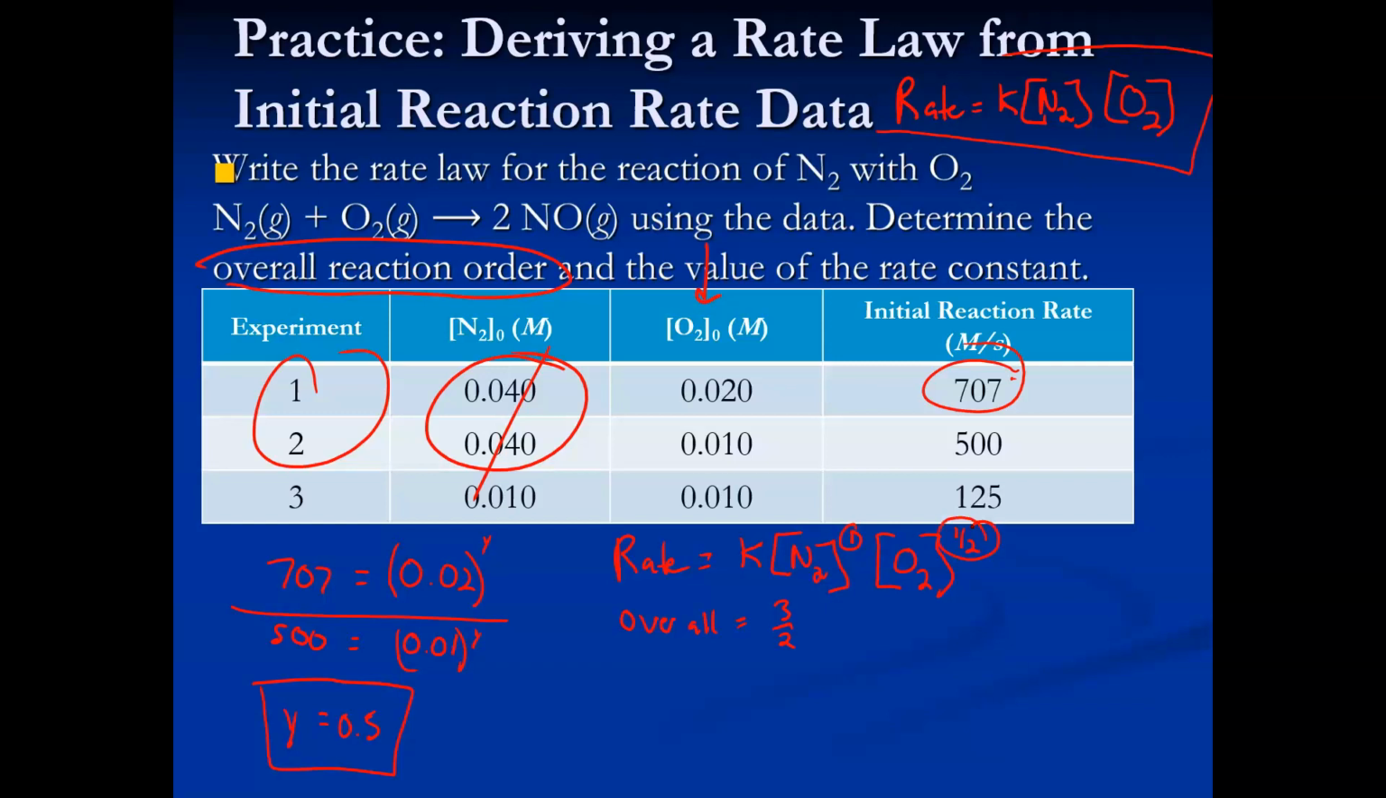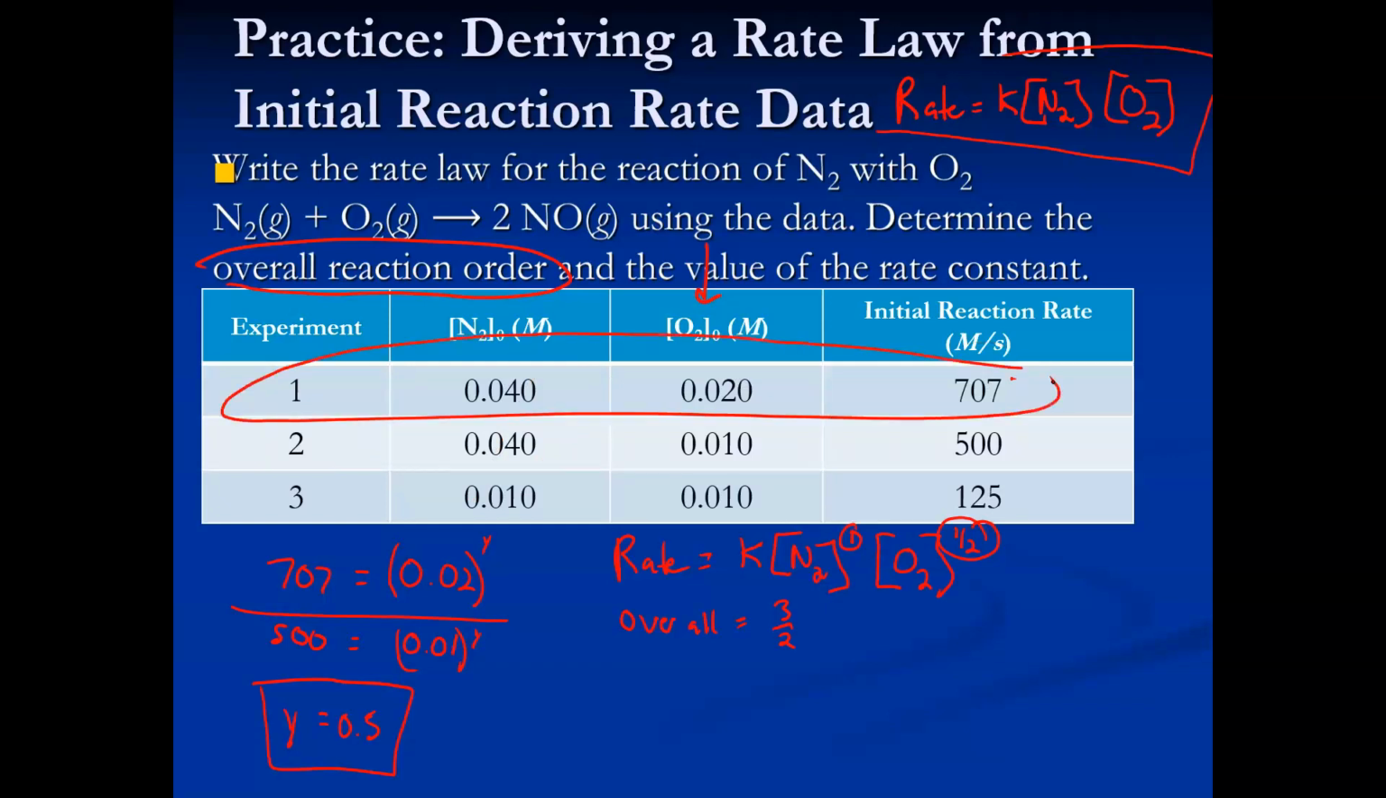Now to find k, you just plug in any experiment you want. It doesn't really matter which one you do. I always use the first experiment. And so you just plug in each of these values for k, each of these values for your rate.